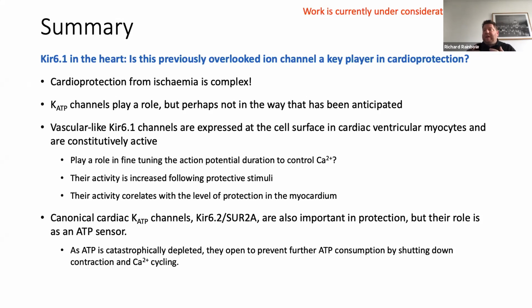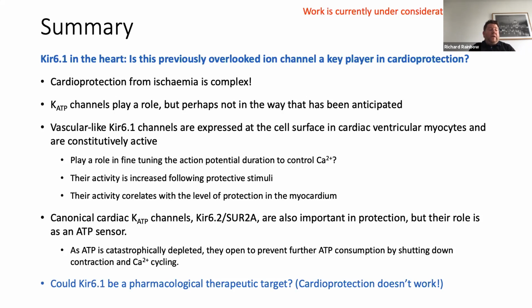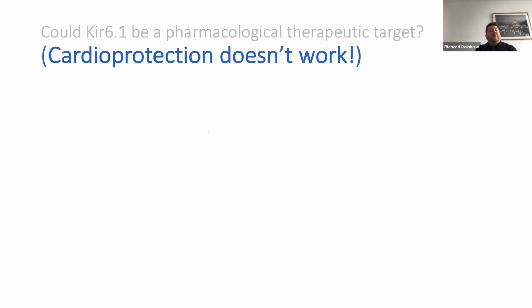But we also think that the Kir6.2 are a really important part of that cardioprotection process, because they're there to respond to a catastrophic depletion of ATP. So we're not saying they're not involved in protection, but they're not involved in this early protection. And then, could Kir6.1 be a pharmacological therapeutic target? Well, we kind of hope so, but it's really important to note at this stage that cardioprotection doesn't actually work in man, which is really frustrating for everybody.